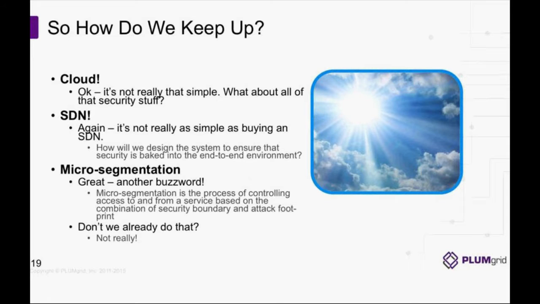And so micro-segmentation very clearly is simply the process of controlling access to and from a service based on the combination of the security boundary and attack footprint. So that means we're not only segmenting out our applications based on the control which is exerted on the interconnected network. So we're not only relying on security boundaries like Internet Edge or Partner Edge DMZs, but we're also adding in the second combination, which is the attack footprint.